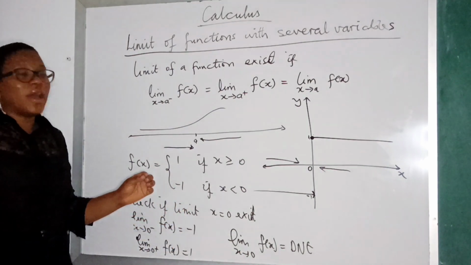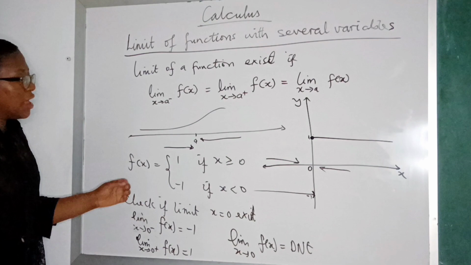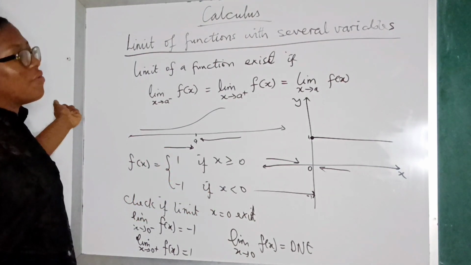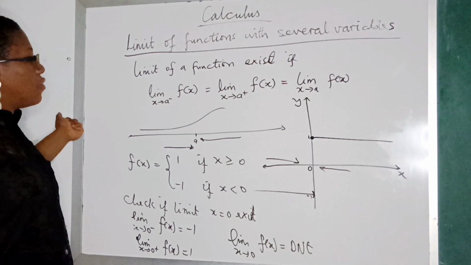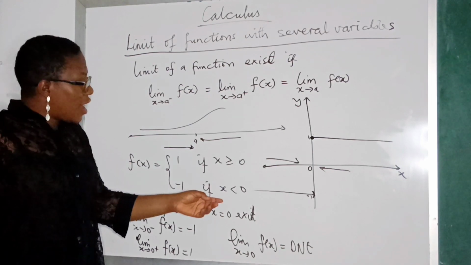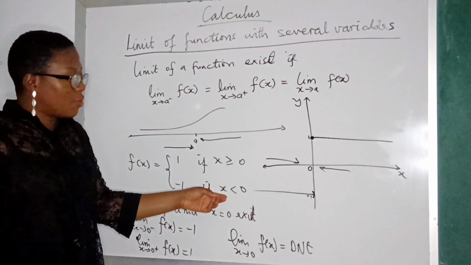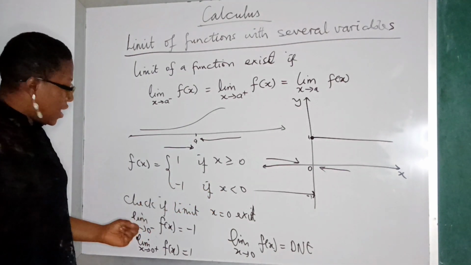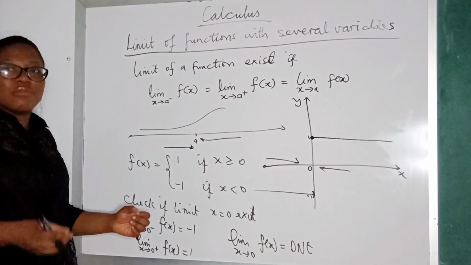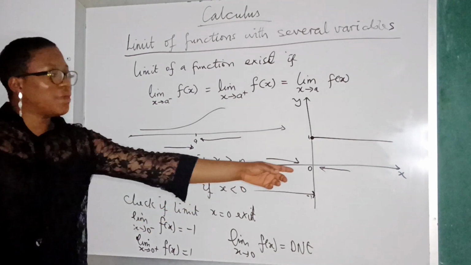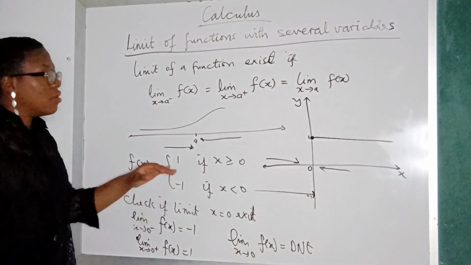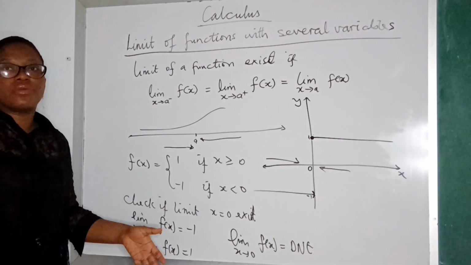Another way is to plug in points that are close to 0 from the left hand side. A number close to 0 from the left hand side is like minus 0.1. When x is equal to minus 0.1, x is less than 0, so it's minus 1. You can keep taking smaller values closer to 0 from the left hand side to help you see. Sometimes it will be very difficult to sketch.